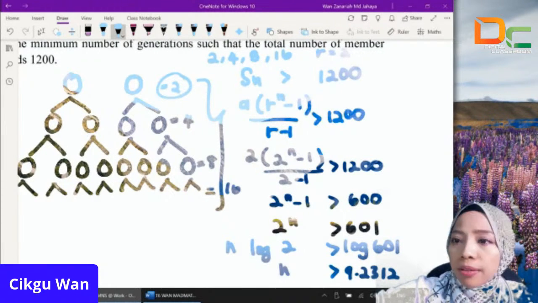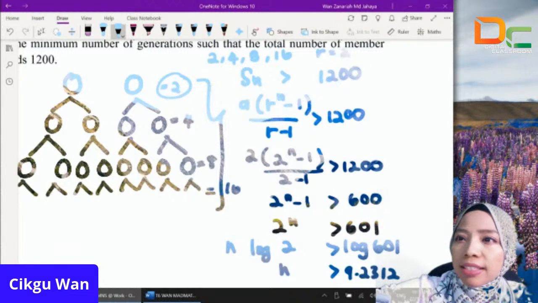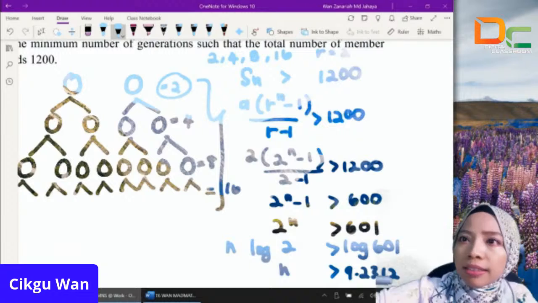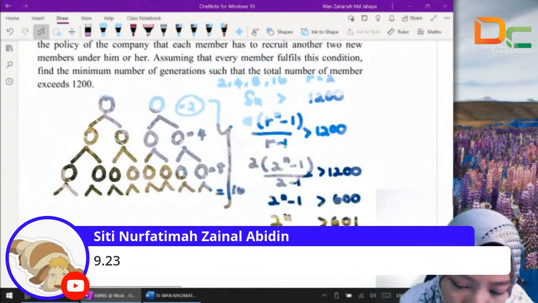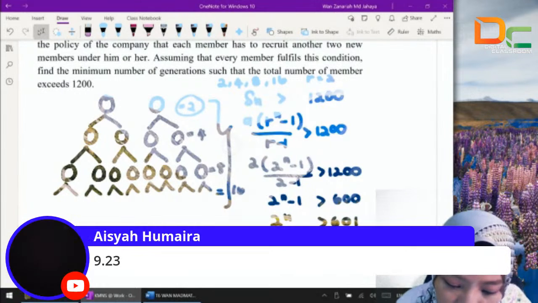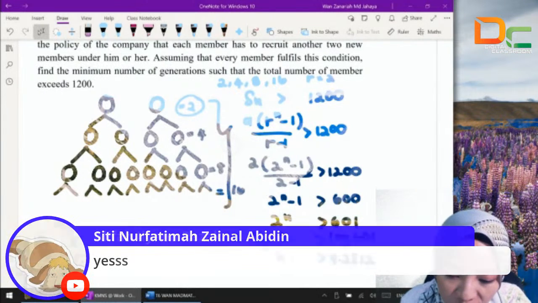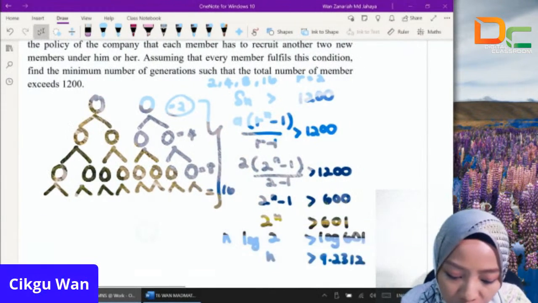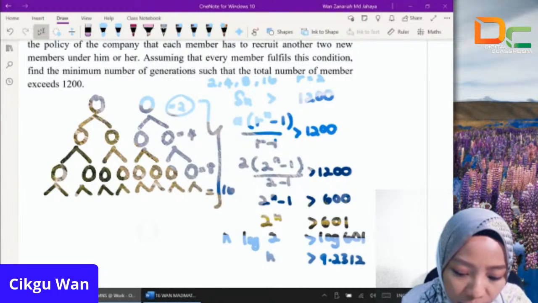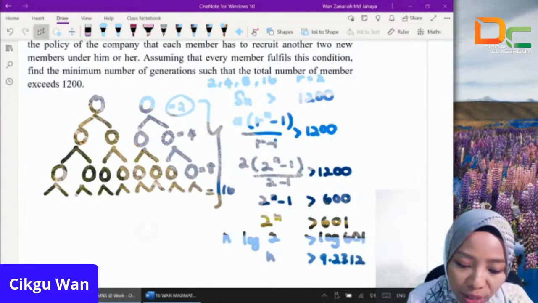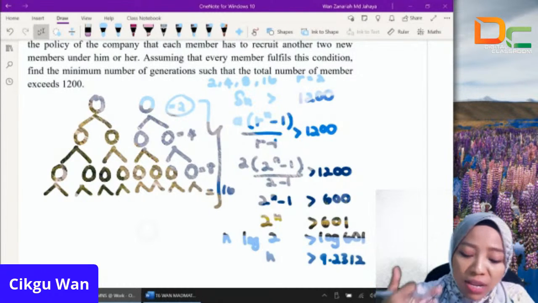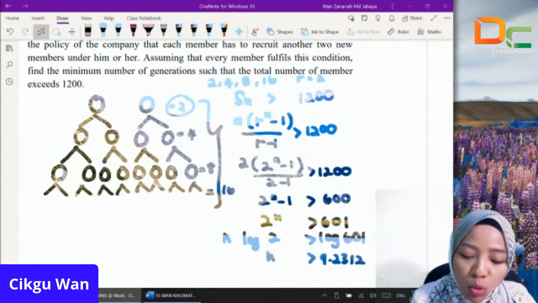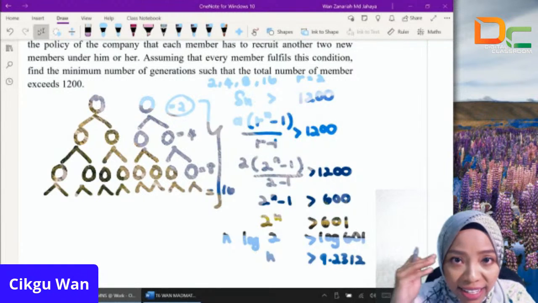Okay. Yes, kalau yes, tulis yes. Okay. Alright, so apakah maksud dia tadi? Maksud dia, okay, find the minimum number of generation such that the total number of member exceed 1,200. Dia nak the minimum number yang diperlukan supaya mencapai, melebihi sebanyak 1,200. So dia memerlukan 9 generation ke 10 generation?